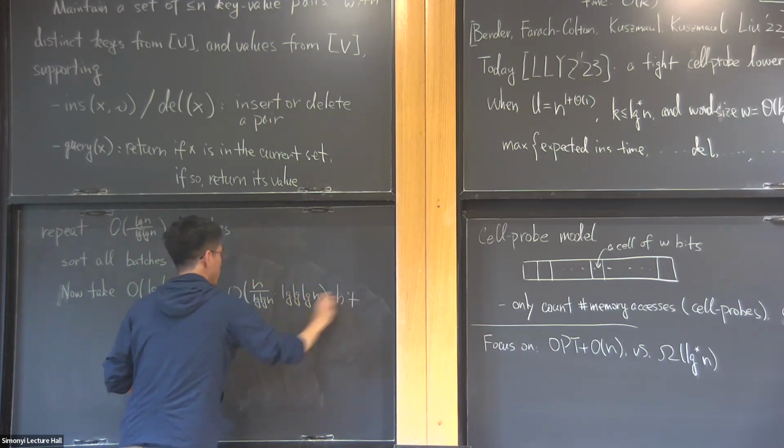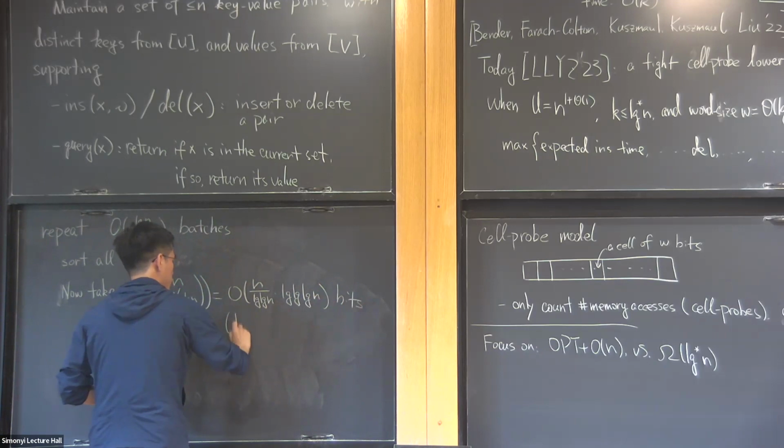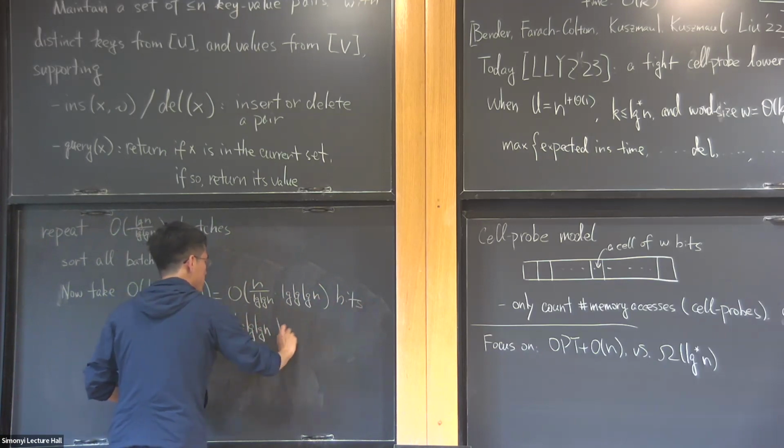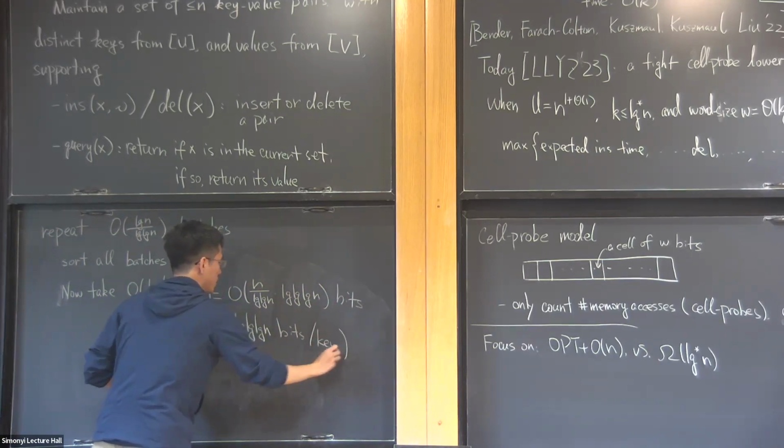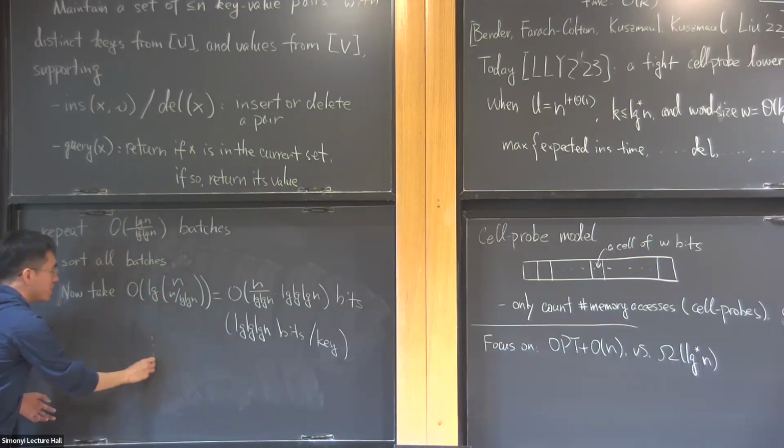Which is log n bits per key. Okay, and I keep doing this.